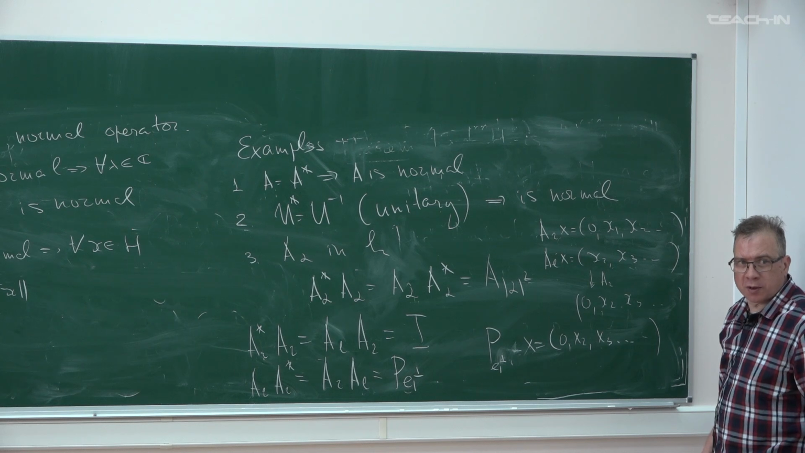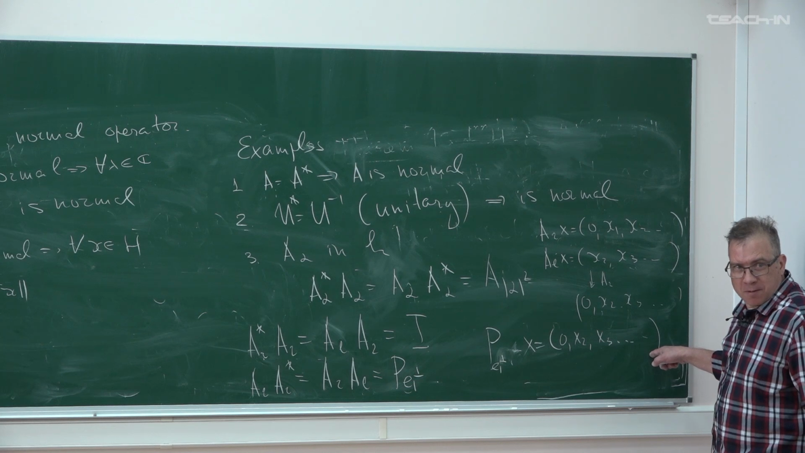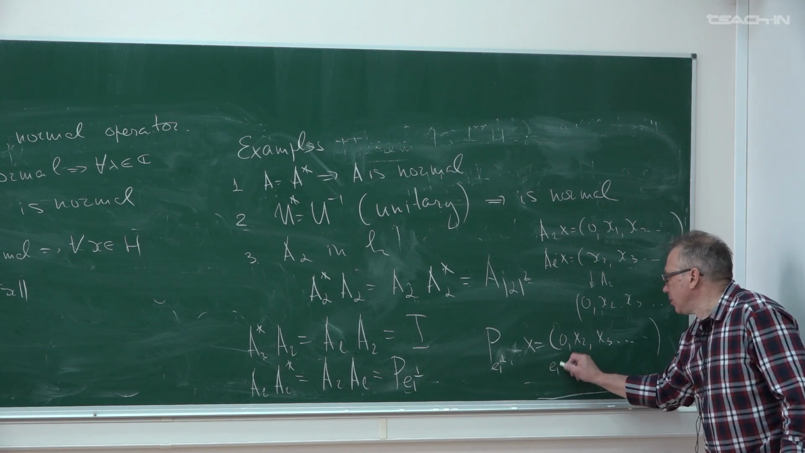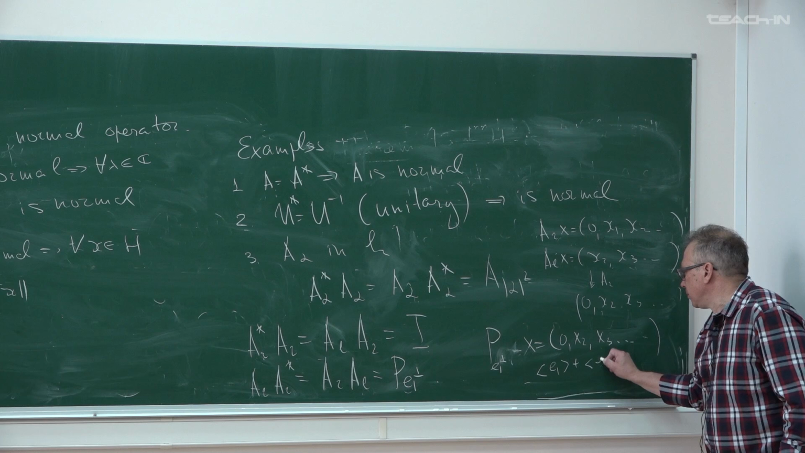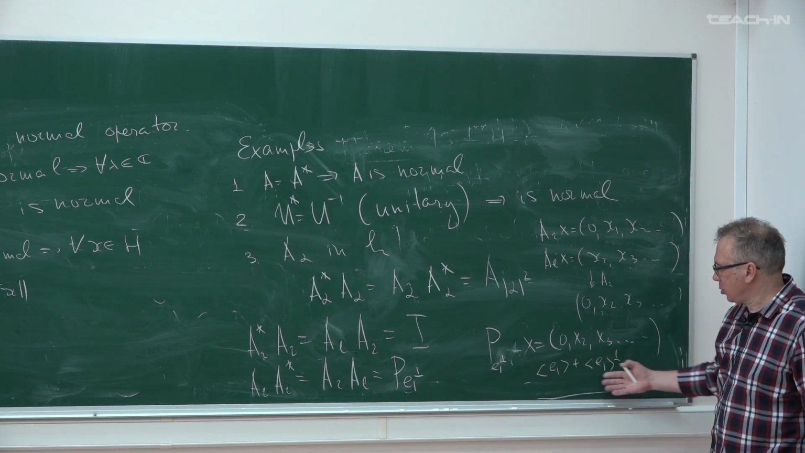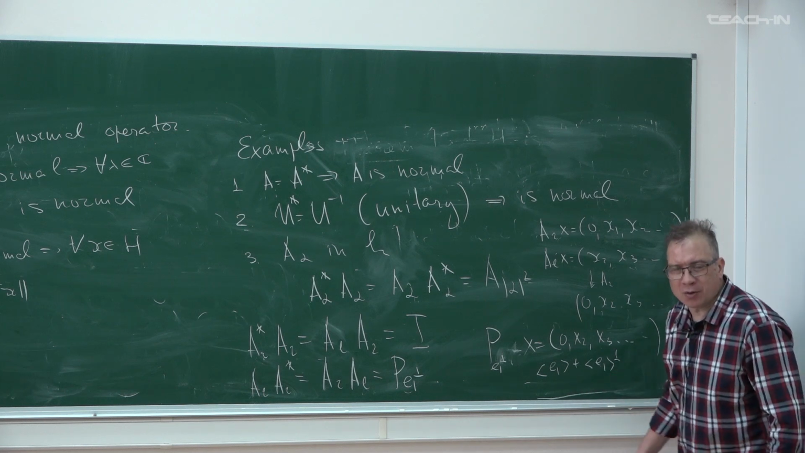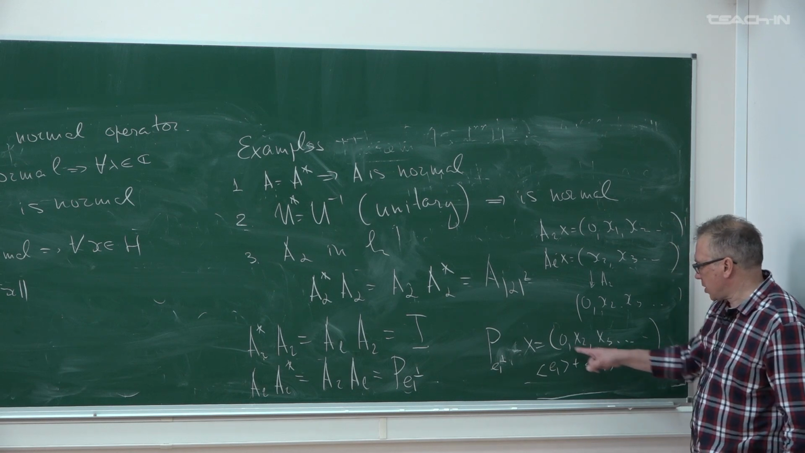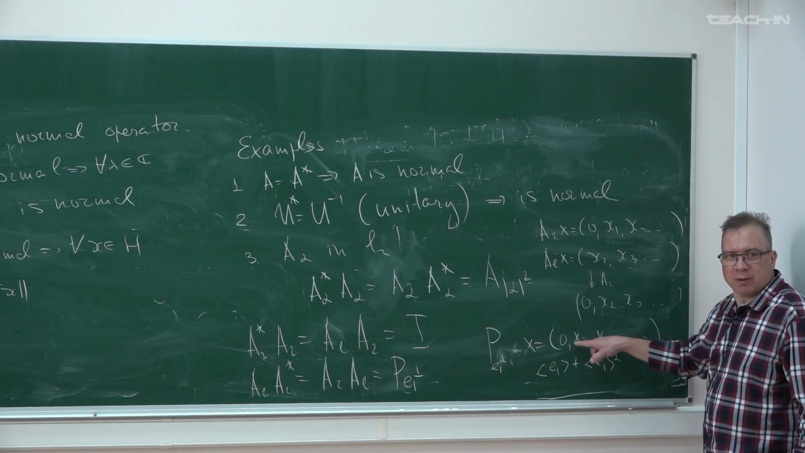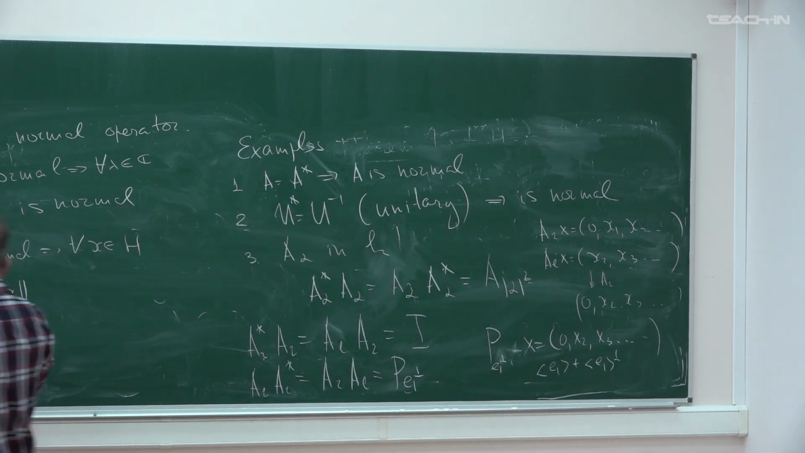I don't understand what the question is. So why is it a projector? Because this is the decomposition of our space l2 into two subspaces. One is one-dimensional, closed, complementary, orthogonal. So this is just all vectors of such type. Thank you. So we need to calculate it, yes?